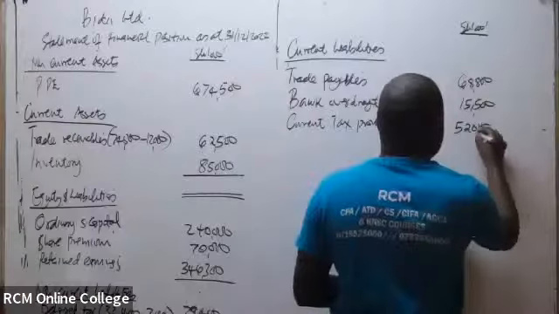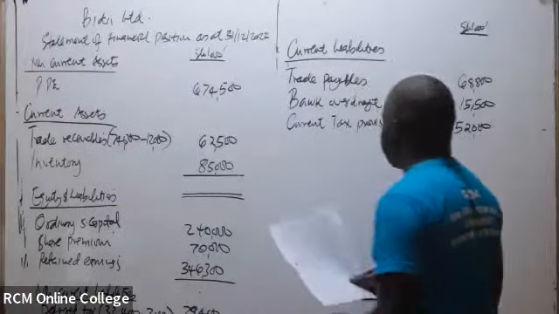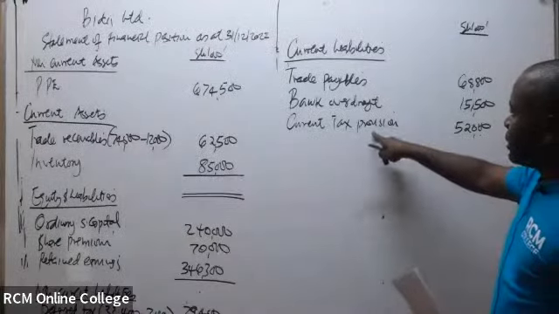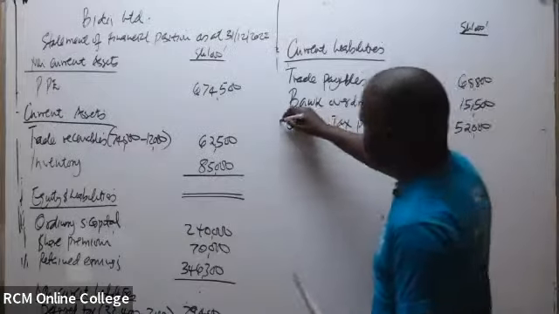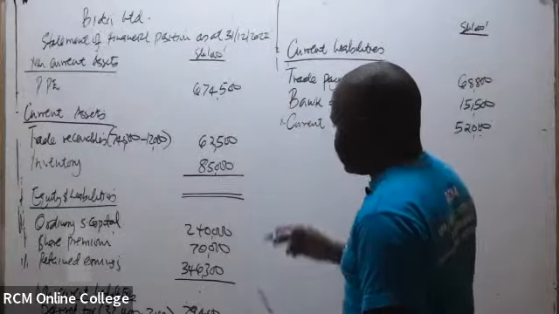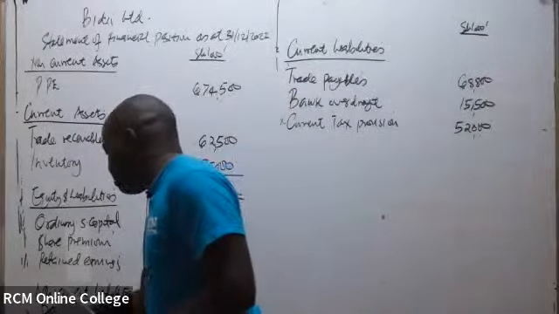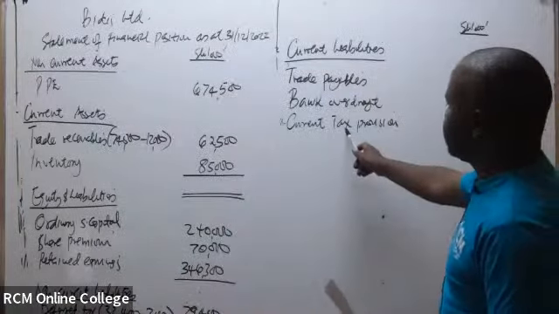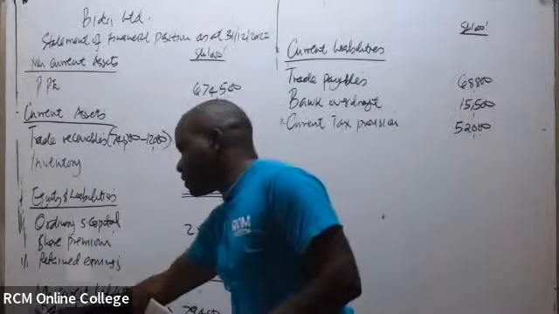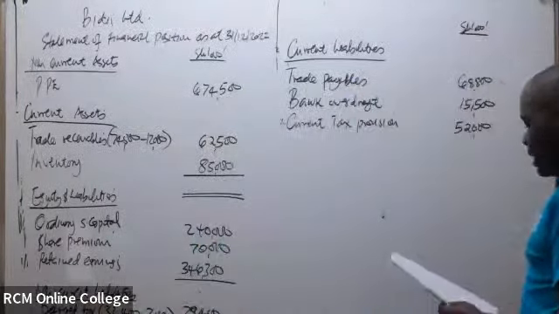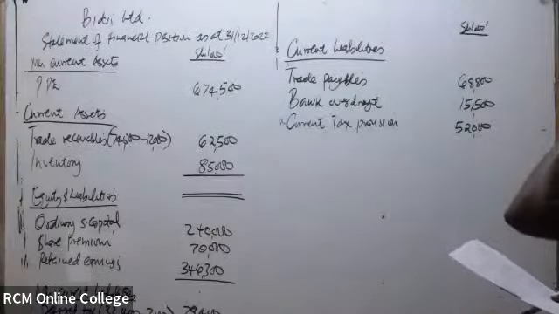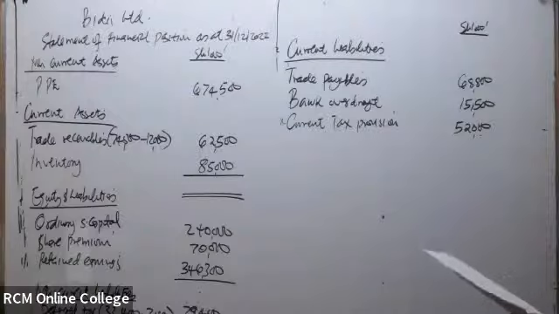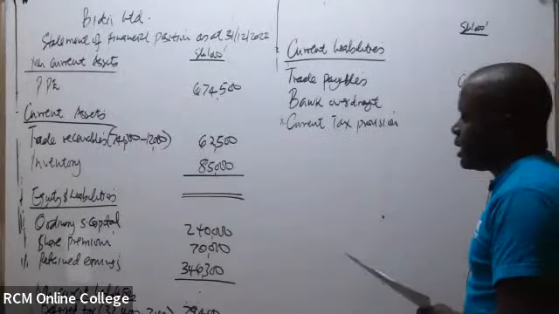So take note. In most of these published accounts and financial statements, under the current liabilities, this item rarely misses, and this one also rarely misses. So it has to be there. This item has to be there.